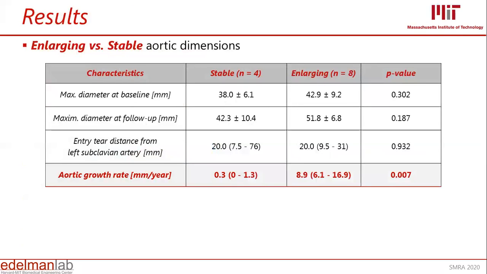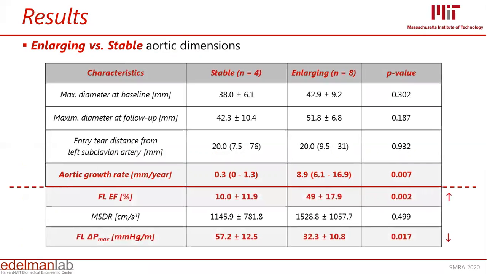So coming to the results, we can start by looking at standard anatomical characteristics as shown here for both the stable and enlarging aortas. Of note, mean aortic diameter was slightly higher at baseline and follow-up in the enlarging group, although these differences didn't reach statistical significance. However, if we look at our measures of false lumen pressurization, we noted that FLEF was significantly increased and false lumen maximum relative pressure was significantly decreased in the enlarging subgroup. We did not identify significant differences in MSDR between the two groups.